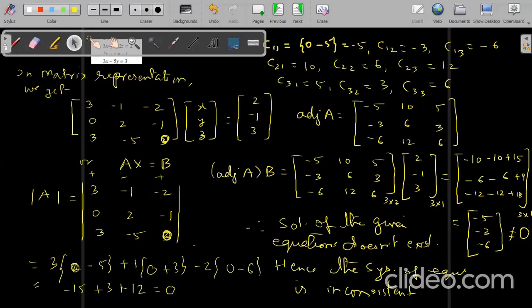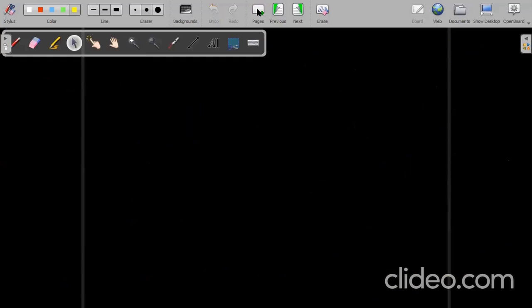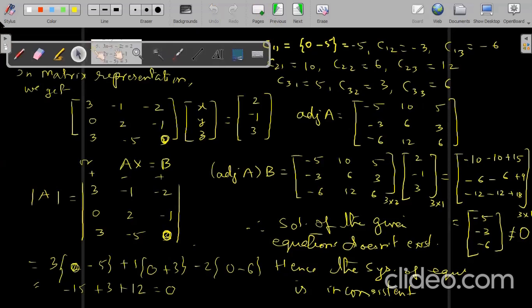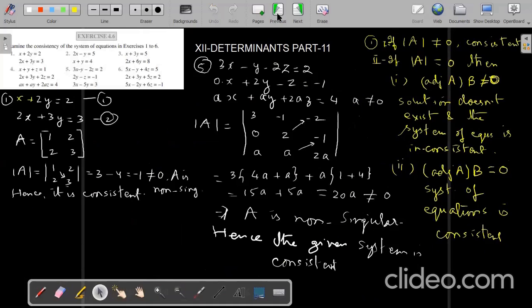If determinant A is not equal to 0, then you have to stop there. If determinant A is equal to 0, then you have to find the adjoint also. So like this, you can do other questions also. These are 6 questions. You can try all these questions.